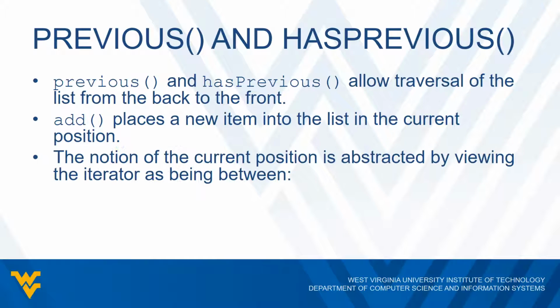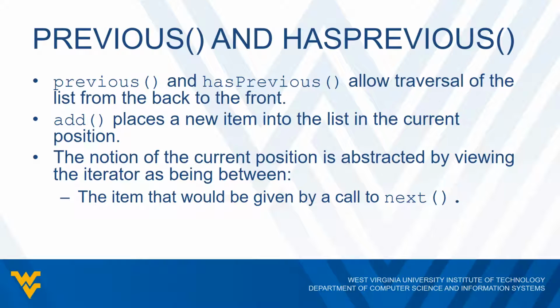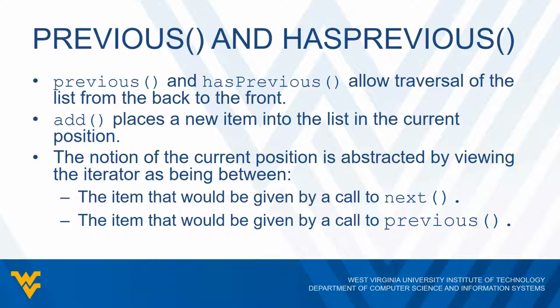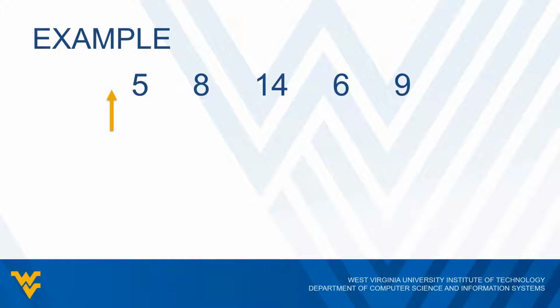Well, the way we can think of this, we can actually abstract this by viewing the iterator as actually being between 2 places. Specifically, we can think of it as being between the item that would be given by a call to our next method, and then also between the item that would be given by a call to the previous method. So what we're saying here is at any point in the list, we can think of the iterator as being intentionally between 2 items in our list. Let's show an example of this.